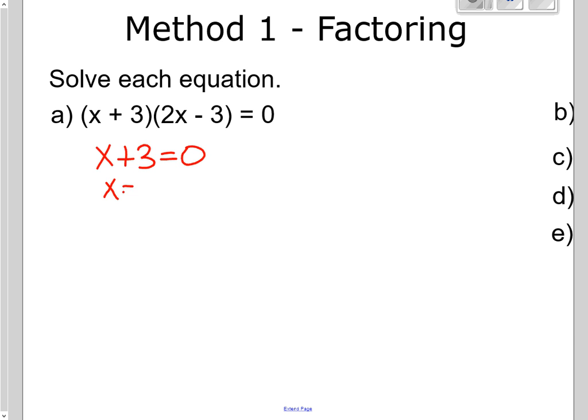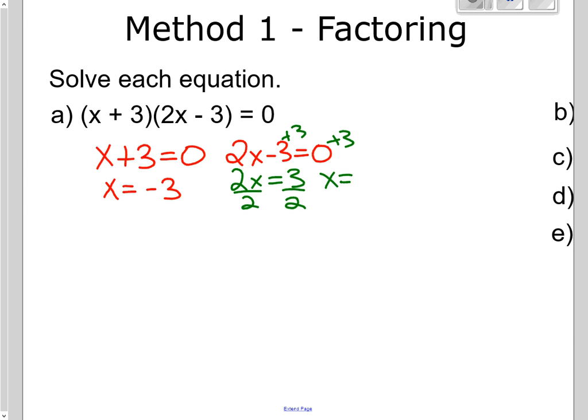So x equals -3 must be one of my solutions, and then my other solution, 2x minus 3 equals 0. I would add 3 to each side, so 2x equals 3, and then divide by 2 and divide by 2. So x equals 3 over 2. So my two solutions that work in this equation would be x equals -3 is one solution, and x equals 3 over 2 is the other solution.